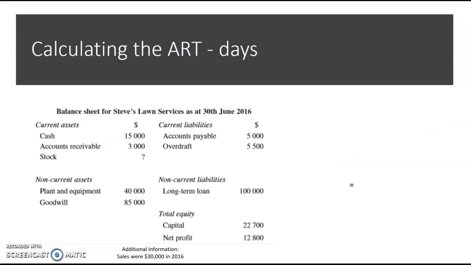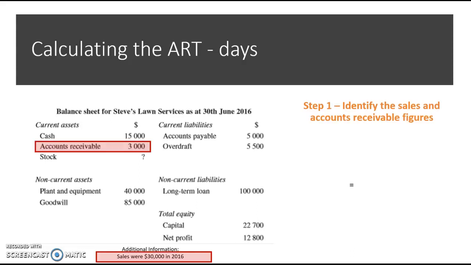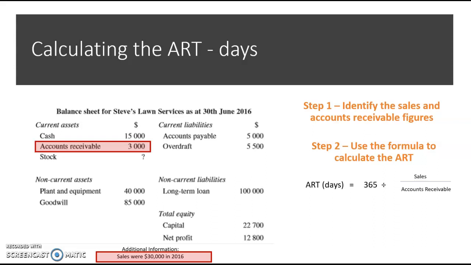Alternatively, we can be asked to calculate it in terms of the number of days. Step 1 is the same, but we need to identify the sales and accounts receivable figures. Step 2, we're going to use the formula in terms of days, not just times per year. So that means we need to have 365 divided by sales divided by accounts receivable, or the number of times we collected per year. So this is just simply 365 over our $30,000 in sales, which is divided by our $3,000 in accounts receivable, giving us 36.5 days.